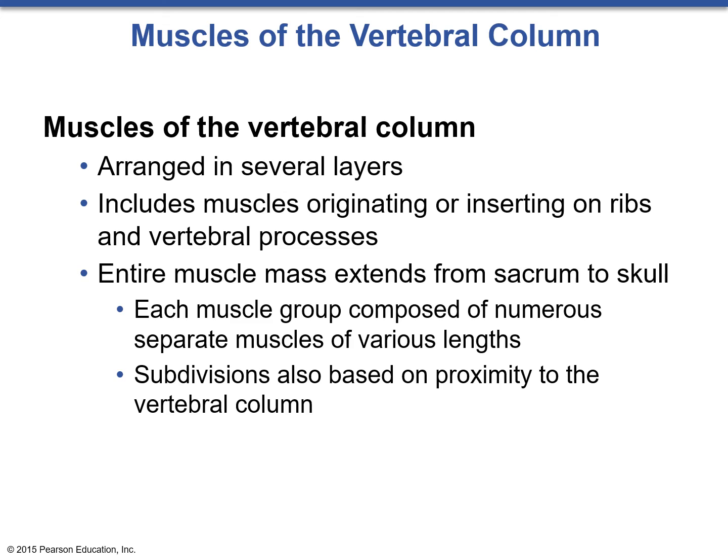Moving on to the vertebral column, here there are a lot of muscles that are arranged in several layers, and they are going to help with flexion, extension, lateral flexion or the bending of both ways, and then rotation. So the movement, twisting side to side action. The entire muscle mass of the vertebral column is going to extend from sacrum to skull. Each muscle group is composed of numerous separate muscles of various lengths, and the subdivisions are also based on the proximity of the vertebral column.